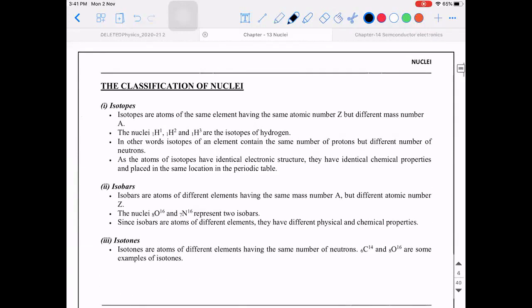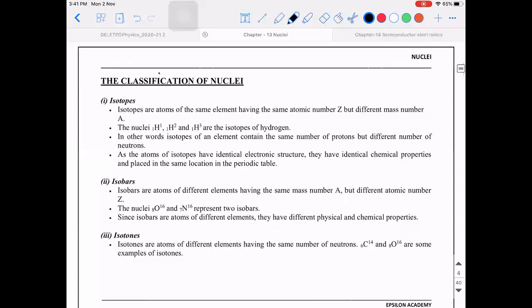So we will see the classification of nuclei. Wherever you see a classification, it should have some differentiating factor. On the basis of what are nuclei classified into three types, named isotopes, isobars, and isotones? What is the differentiating factor? This you also know. So what do you mean by isotopes? Iso means same. So isotopes are the atoms of the same element having the same atomic number but different mass number.